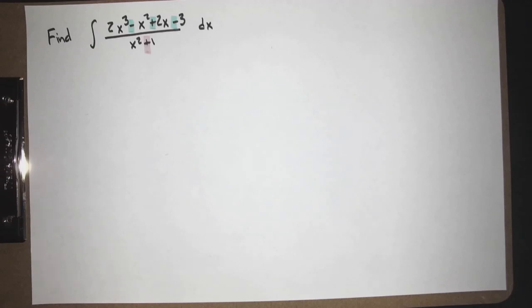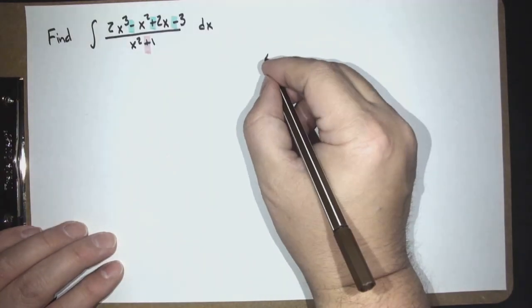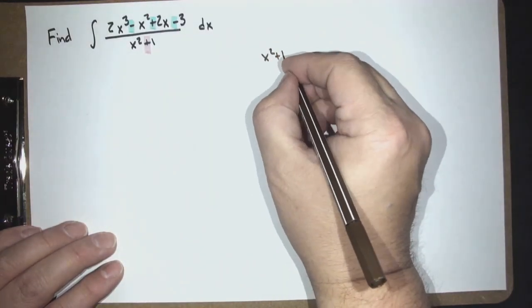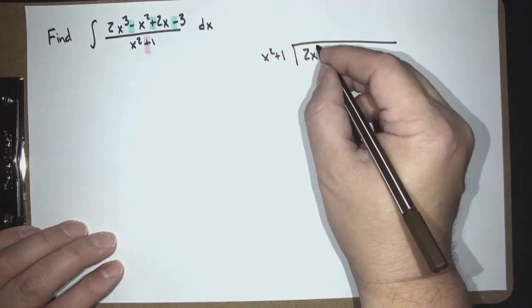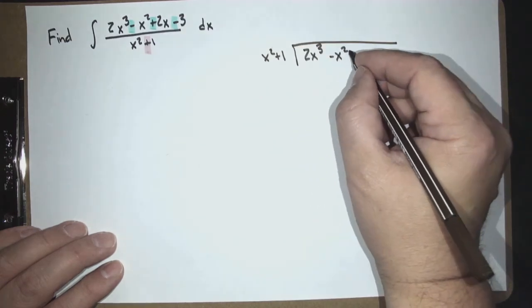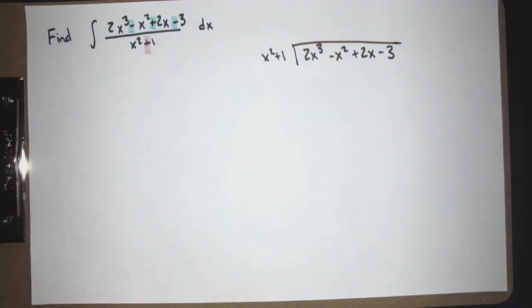So if you look on the quiz, the last problem, you have to do long division. So better we learn it now than in real time when you're taking the quiz. Okay, so how does it work? You say, well, I'm dividing by x squared plus 1. So take x squared plus 1. Divide into 2x cubed minus x squared plus 2x minus 3. Now the good news is this should not take too long. The bad news is we still have to do it.